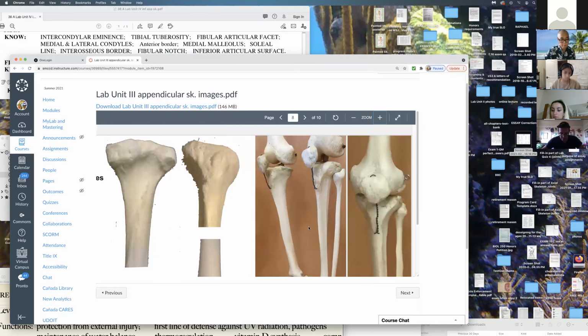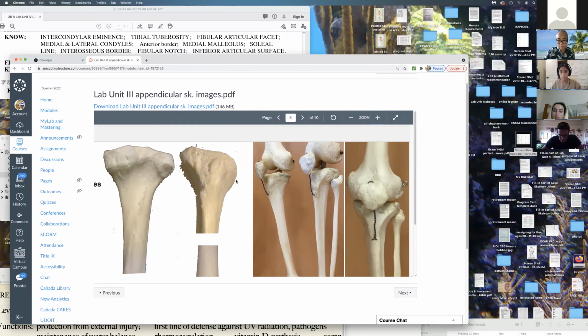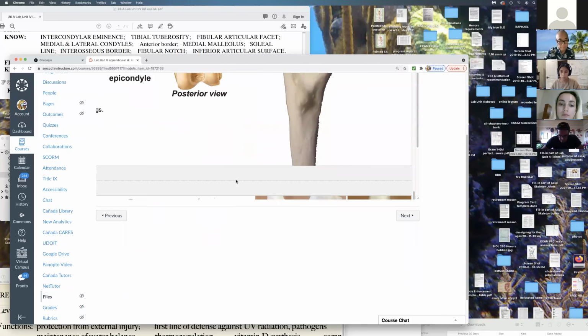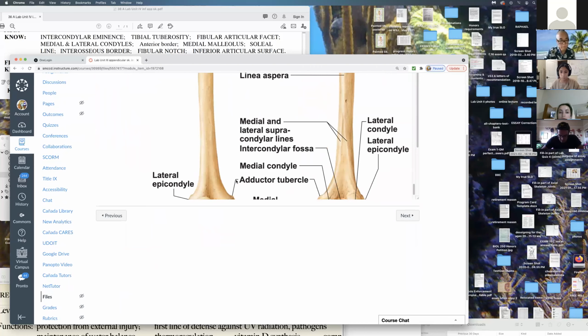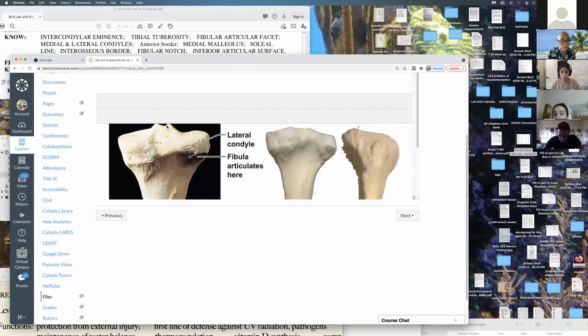Then we'll go from the top down. And the very top, this item at the very top of this bone would be the intercondylar eminence. The intercondylar eminence is for the attachment of items coming from the two menisci.